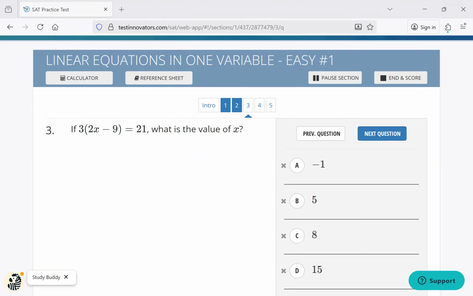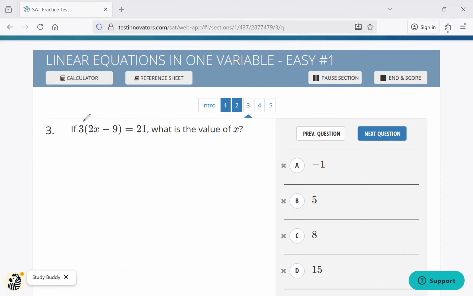Okay, let's move on to question 3. What is the value of x? Yeah, this one just solve for x. So, 3 parentheses 2x minus 9 equals 21, what is the value of x?